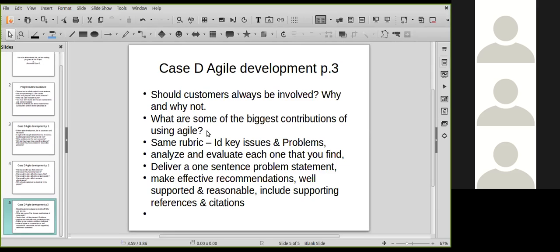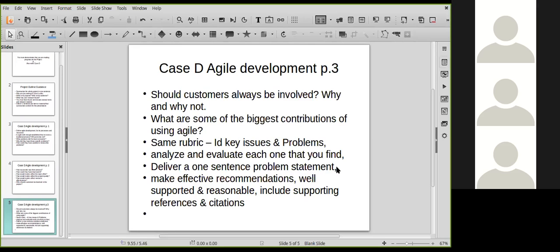Okay. Now that you've thought about all of that, consider that you'll use the same rubric as you do for each of the other case studies. In other words, identify the key issues and the problems, and then evaluate and analyze each one of the issues and problems that you found. You're going to find more than one, more than two, more than three. Identify them. Analyze and evaluate each individual one that you found. Make sure that you have a one-sentence problem statement. Good, clear, concise statement of the problem.